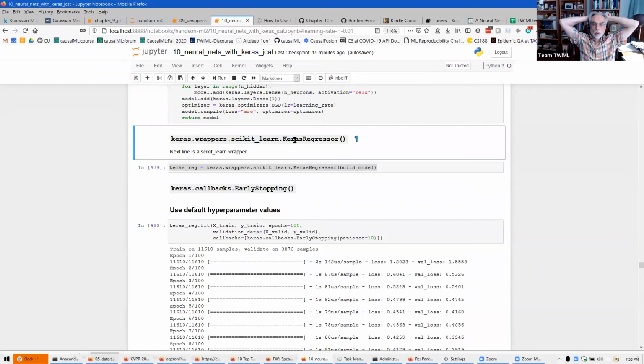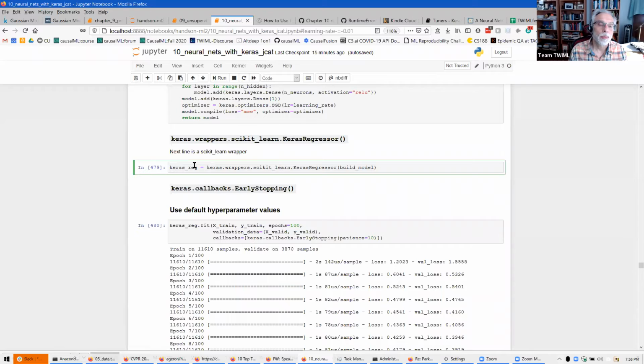You have a Keras wrapper that allows you to put a wrapper around this. It's a Scikit-Learn wrapper. You build this model and then you build a wrapper around it, a Scikit-Learn wrapper that makes it into a Scikit-Learn object, which can then be dropped into Scikit-Learn pipelines. So this is a really important step here. And there's a special function to do that.